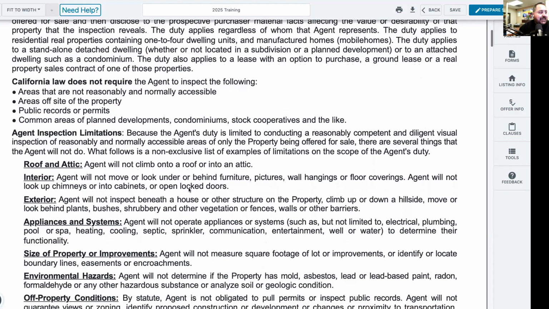Agent inspection limitations. Because the agent's duty is limited to conducting a reasonably competent and diligent visual inspection of reasonably and normally accessible areas of only the property being offered for sale, there are several things that the agent will not do. What follows is a non-exclusive list of examples of limitations on the scope of the agent's duty. It means there could be other things beyond this list that limit your duty. Okay, so it's not just limited to this list. There are other things that could get in the way of you being able to perform your visual inspection.